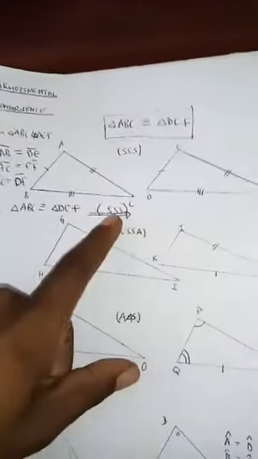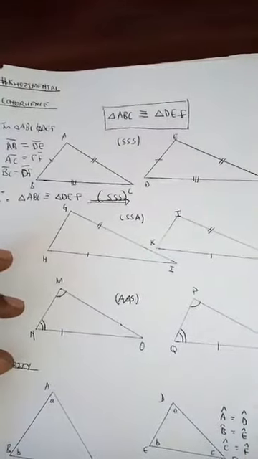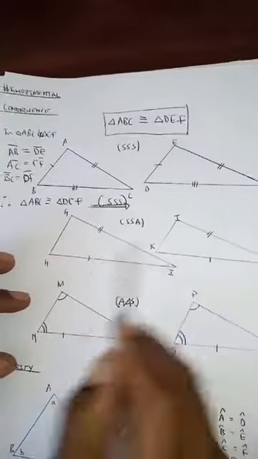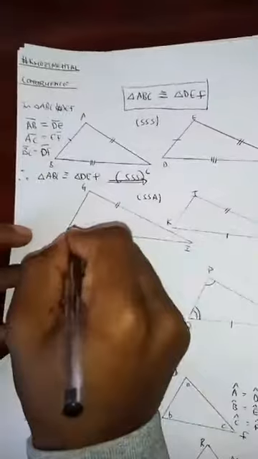So the three sides are equal, and this is what makes these two triangles congruent, right? And you can have another case where you have two sides being equal and an angle, maybe. Right? Let's say you have that angle.